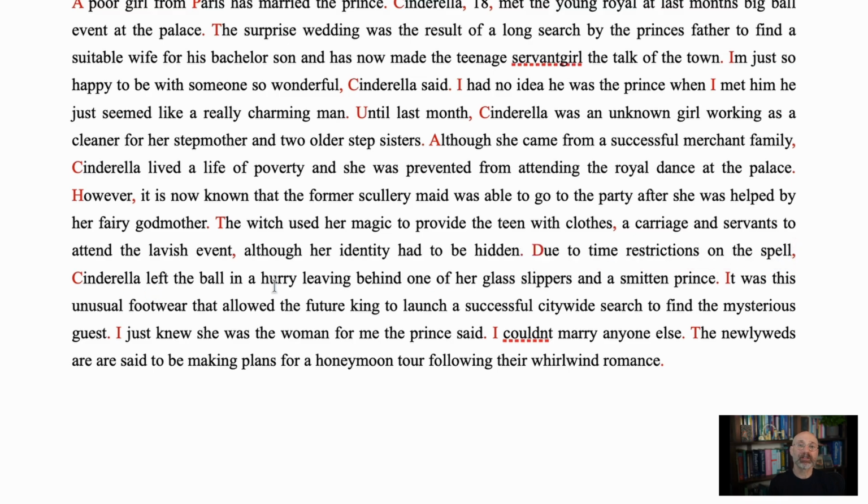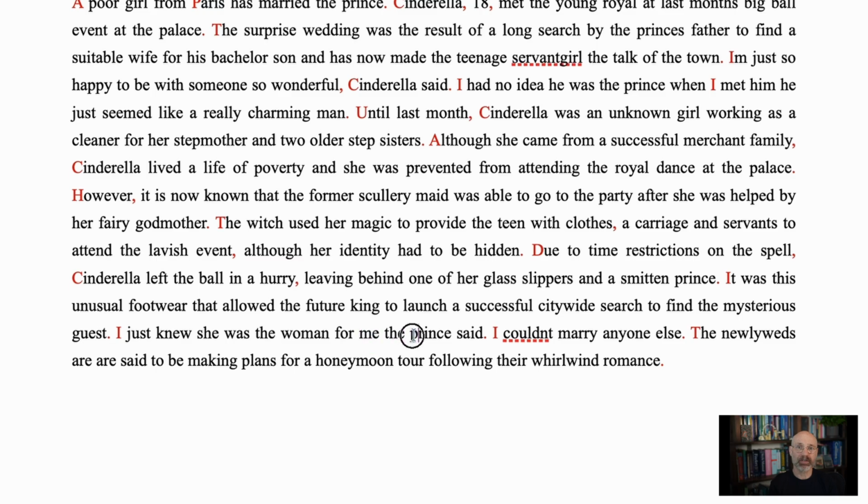The second comma here is used because that final clause, leaving behind one of her glass slippers, is additional information and not part of the main sentence. Remove it and the sentence is still correct. We do this a lot in English, that is, add additional information between commas. Here we don't need a second comma because it's the end of the sentence already.